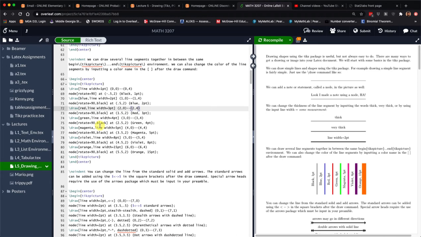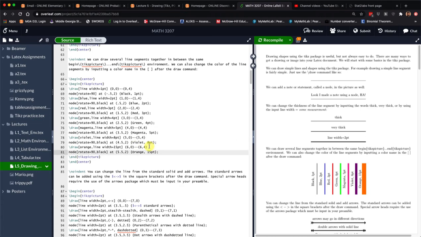Draw a red line, width equals 3 point, and so forth and so on. So you're seeing what I'm doing. All I did was keep drawing a thicker line each time, line width 4, 5, 6, 8, 15 point, and went and changed the colors on each one of them. These are stock colors in LaTeX. And then I made the nodes fit accordingly.